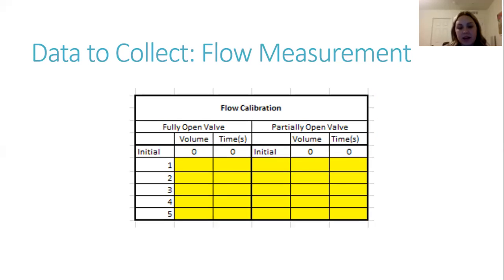The volume drained out of the tank and the time it took to drain is to be measured 5 times throughout the entire drainage, and this is repeated for both a fully open valve and a partially open valve, as mentioned.